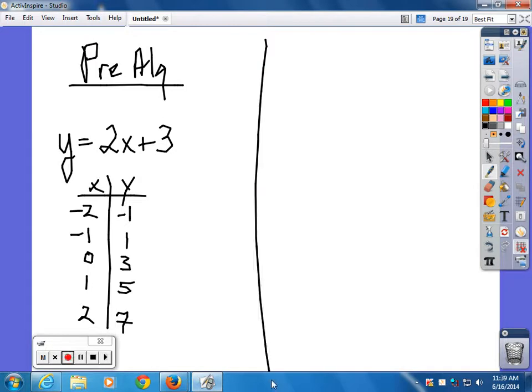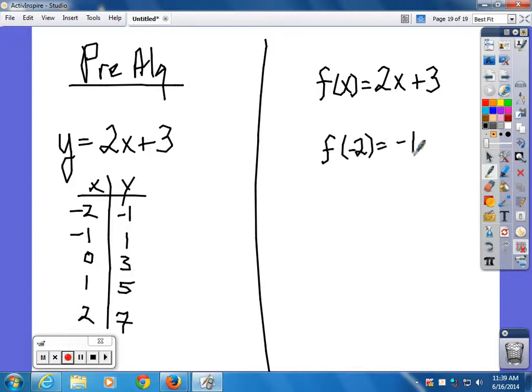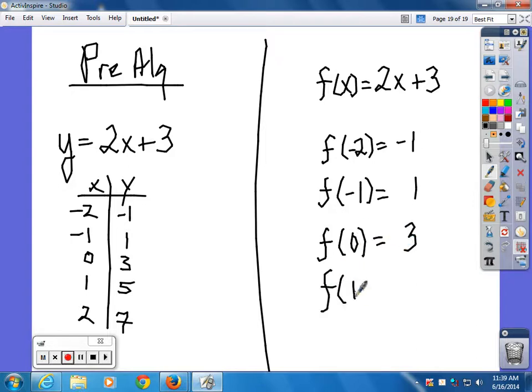Now, you're going to say f of x is equal to 2x plus 3. F of negative 2 is equal to negative 1. F of negative 1 is equal to 1. F of 0 is equal to 3. F of 1 is equal to 5. And f of 2 is equal to 7.